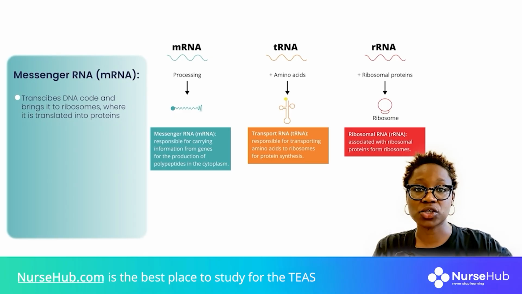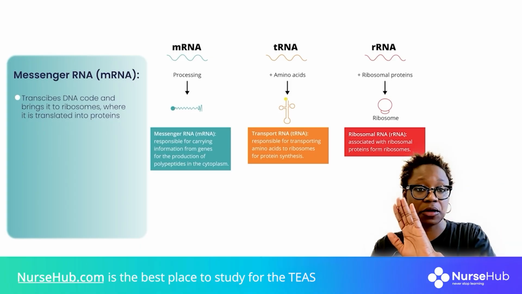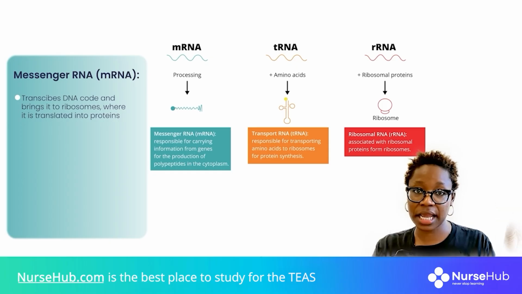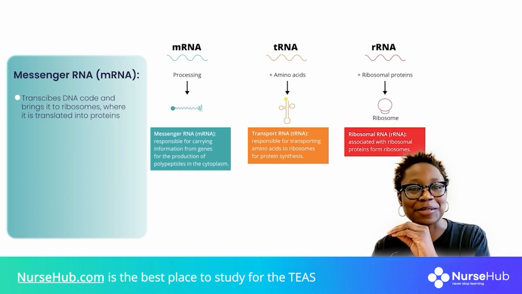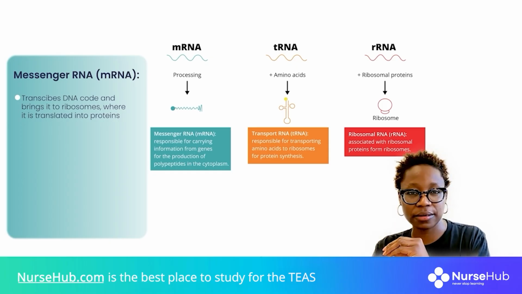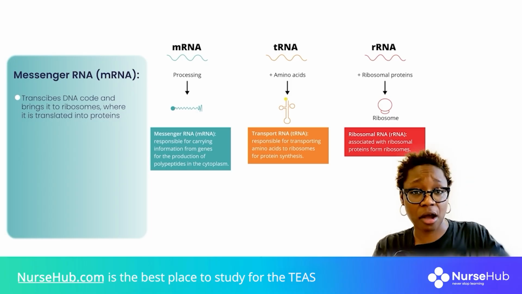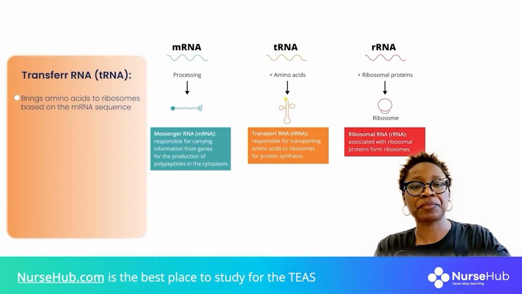mRNA carries genetic instructions from the DNA to the ribosomes. It acts as a template or a messenger by transcribing the DNA code and then running it over to the ribosomes where the protein synthesis actually occurs. The next type of RNA that you need to keep track of is transfer RNA, or tRNA.